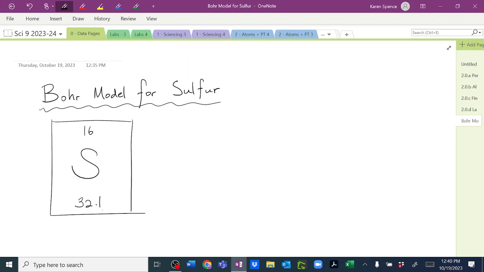The first step in drawing your Bohr models, you need to know how many electrons. We know that there are 16 electrons because of that number at the top. Tell your partner what that number is called. That is the atomic number.